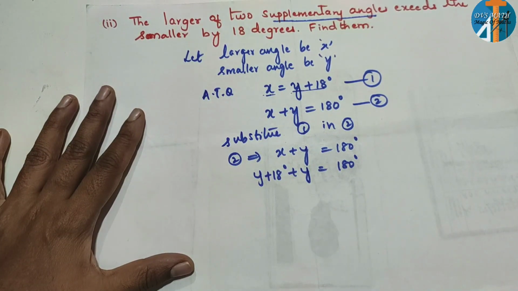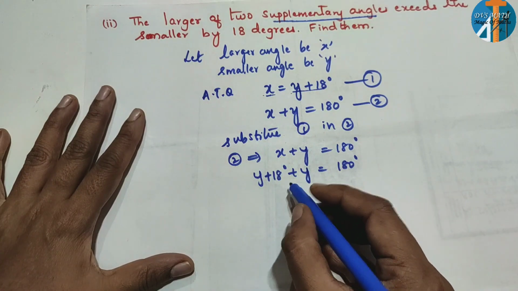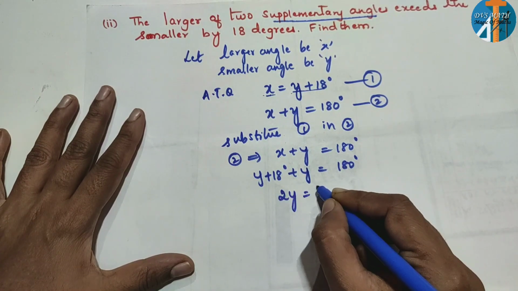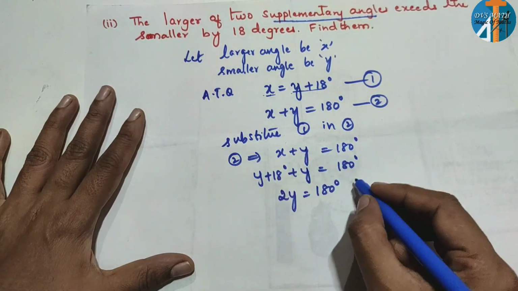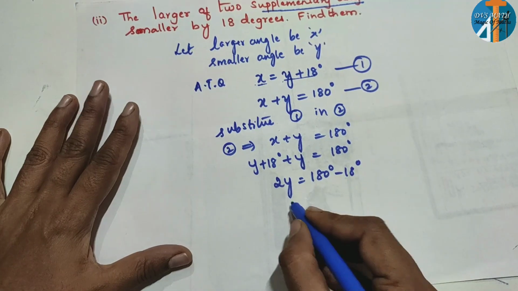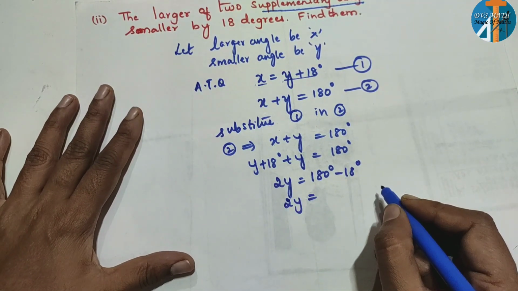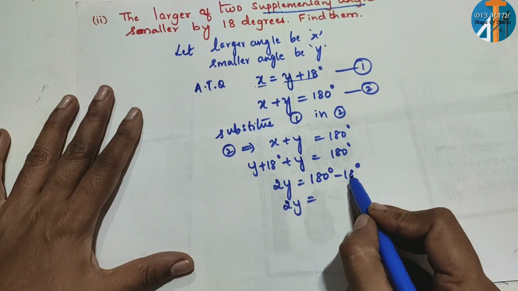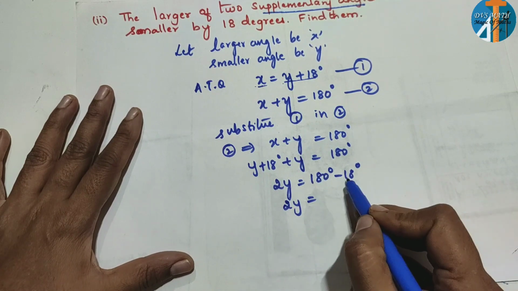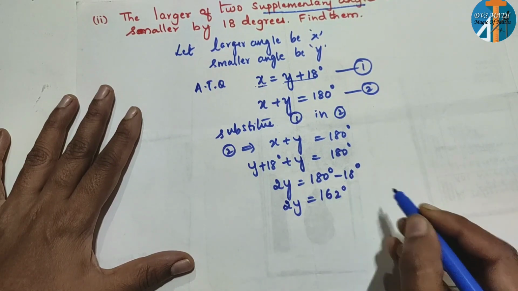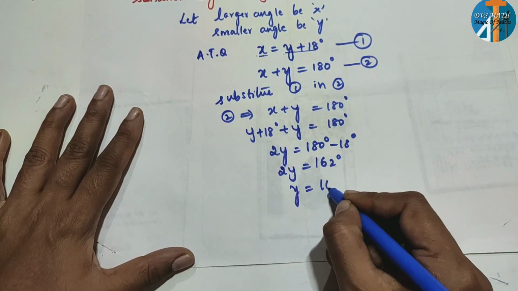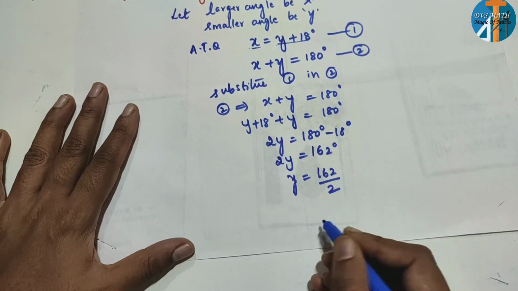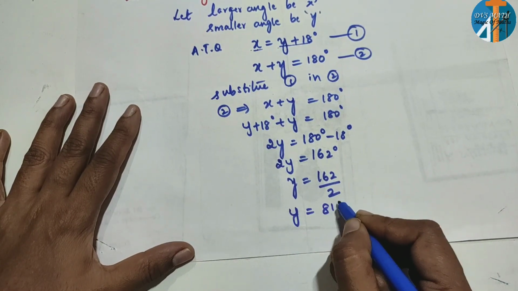Now what happens here? y plus y you will get 2y. 2y is equal to 180 degrees. Now the plus 18 degrees, if we move it across, becomes minus 18. So 2y is equal to 180 minus 18. 180 minus 18, you will get 162 degrees. Now you have to find y, right? y is equal to 162 by 2. So y will be 81 degrees.